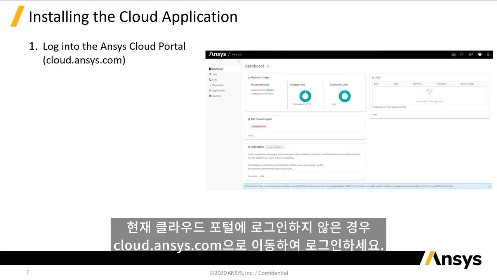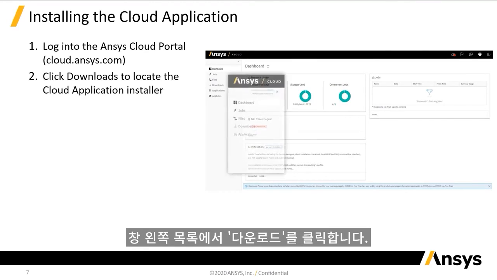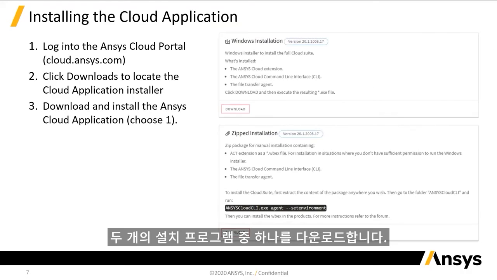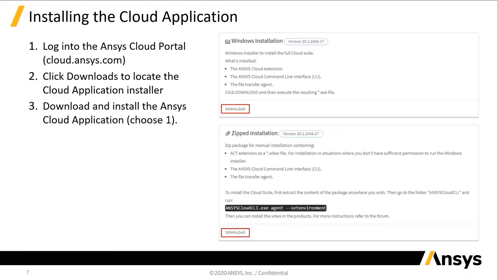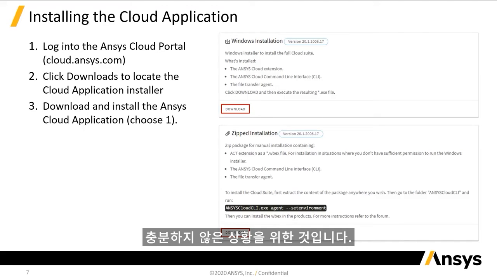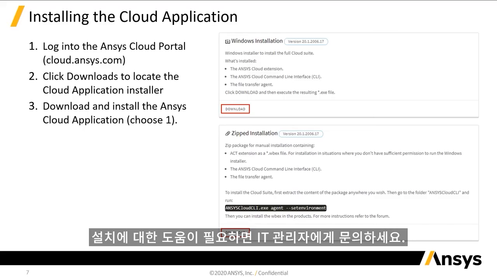If you are not currently logged into the Cloud portal, navigate to cloud.ansys.com and log in. Click Downloads from the list on the left side of the window. Download one of the two installers. The Windows installation is recommended. The zipped installation at the bottom is typically reserved for situations where you do not have sufficient permission in Windows to run the installer as an administrator. Please contact your IT administrator for assistance with either installation.